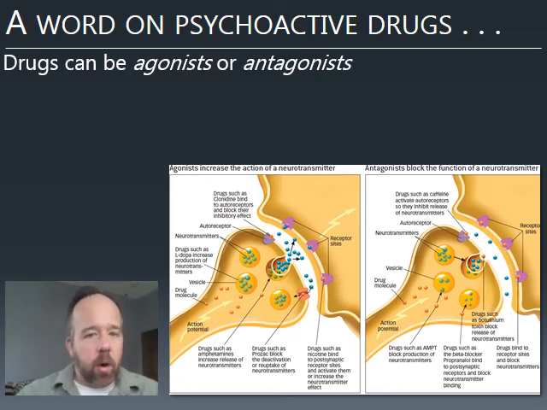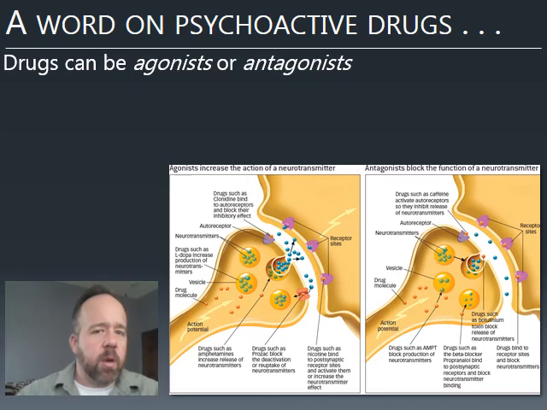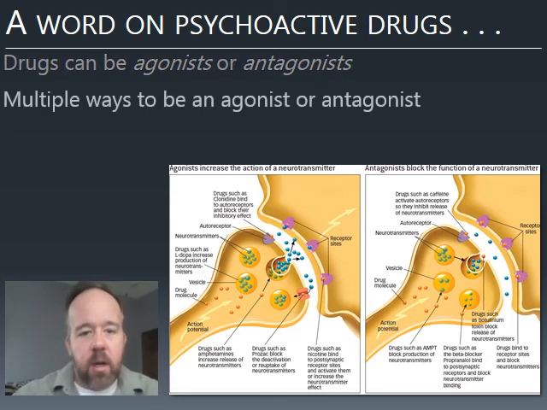Now, you've probably come across the word antagonist before, especially when it comes to things like literature. The antagonist is usually the bad guy, the one who opposes the action of the main character. And so, in that sense, antagonist keeps that definition. Agonist may not be a term you've heard before, but it's the opposite of the antagonist.